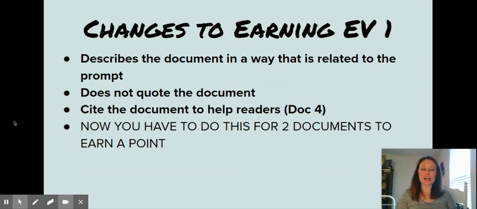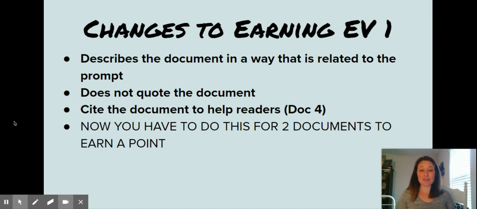So there are a couple of changes to earning points for evidence 1, okay? The skill has not changed. When we're doing evidence 1, we are describing the document in a way that is related to the prompt. What is the gist of the document? What is the main idea of the document? How can you summarize the document in your own words? To get this point, don't quote from the documents. If you quote, you will not get this point, and it is the easiest point to get on the rubric.